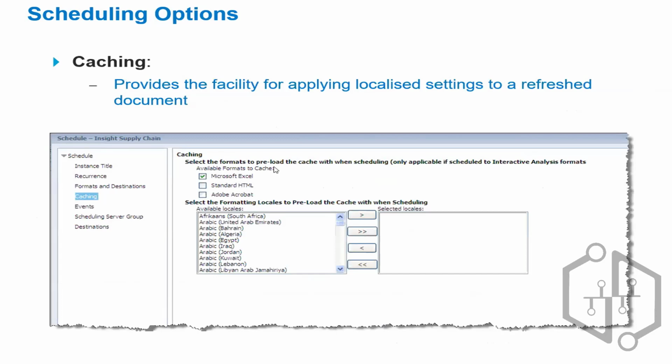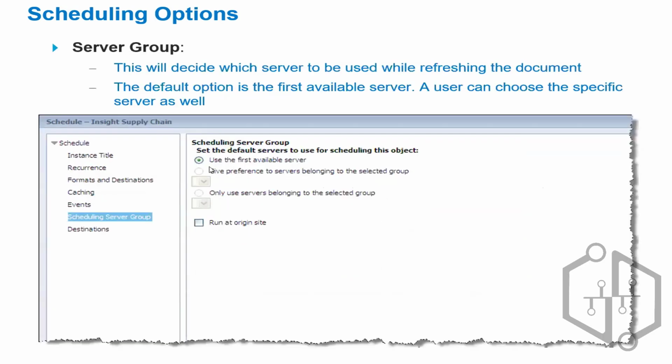Caching, I mean, select the formats to preload the cache when scheduling. Scheduling server groups, which server we want to use for the scheduled jobs, use first available server, or we can keep any server that we want.